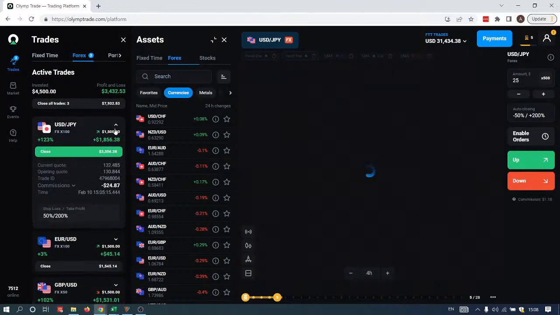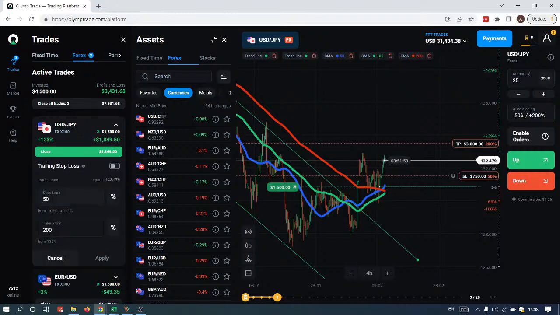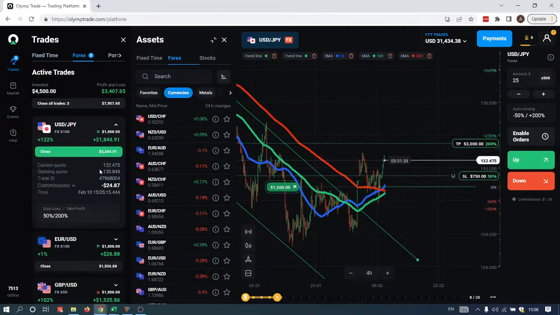So today what I want to do, I've actually moved my stop loss into the profitable area. So here is my stop loss here, and I will make profit guaranteed, 100% guaranteed off of this trade, and I will not make less than 50% profits.